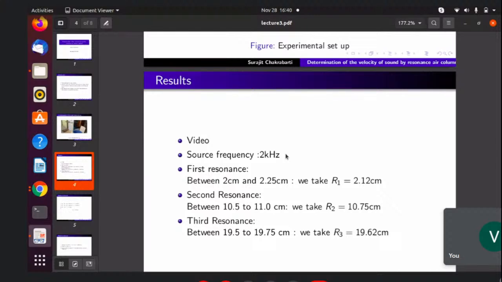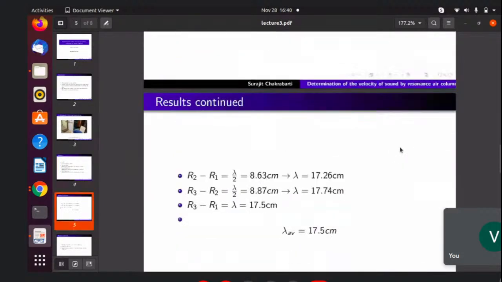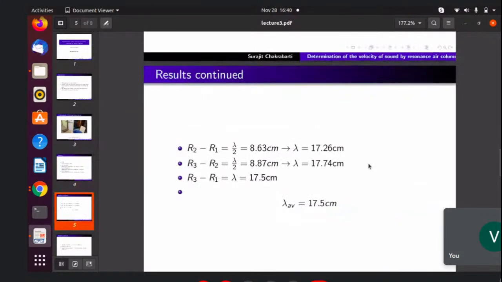So first resonance was obtained between 2 to 2.25 centimeter. I take the average position as 2.12 centimeter from top. Similarly, second resonance is at 10.75. Third is at 19.62. So from that, I get R2 minus R1 will be lambda by 2. So one is at 3 lambda by 4, another is lambda by 4. So you take the difference, that will be lambda by 2. Similarly, R3 minus R2, that will be once again lambda by 2. From that, I get the actual lambda.